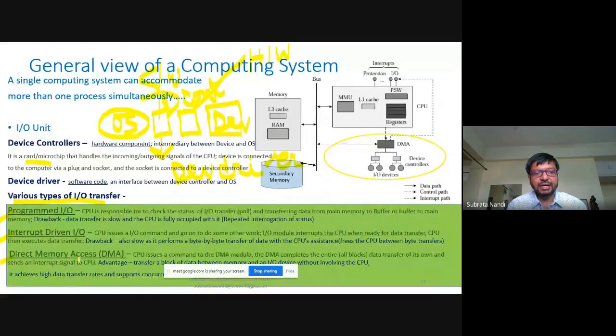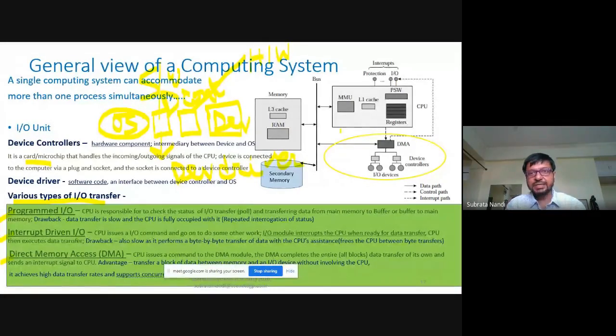So DMA is something like that. Here the CPU issues a command to the DMA module for the IO transfer, and the DMA completes the entire transfer of all the blocks. The CPU is completely relieved while this DMA transfer is going on, with blocks getting transferred from input or output devices. Once it is done completely, like the DMA reads all 5 blocks from, say, the input device and copies them to the RAM, it sets an interrupt pin to say that it is done, and then the CPU continues with execution.